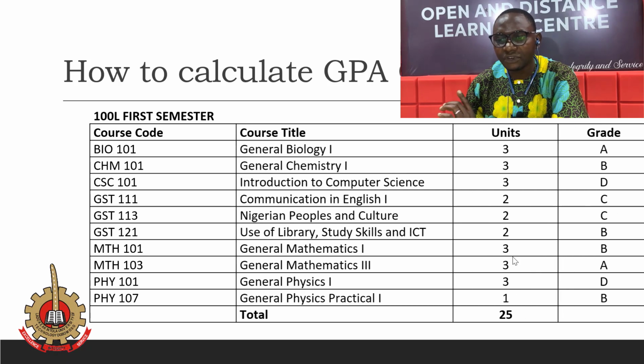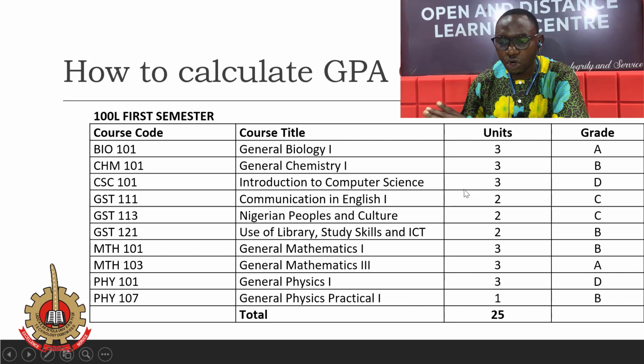Now, after you have written your exam, your scores are out. These are the forms that your scores will take. So for the courses that you have registered, let's say you have a B, a D, a C for the corresponding courses as the case may be.